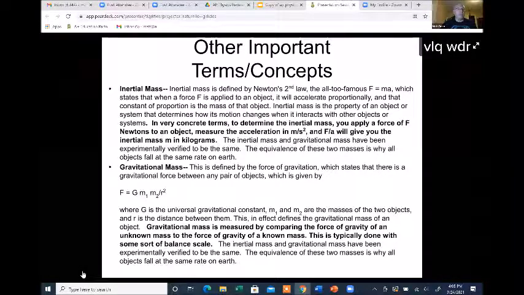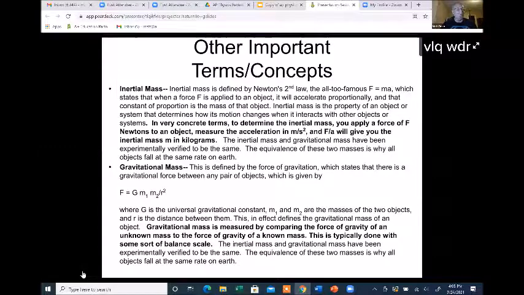Now we can also look at mass from a gravitational standpoint. And that really goes down to Newton's law of gravitation, which you see on the screen. F equals G m1 m2 over r squared. Gravitational mass is really measuring the mass by comparing the force of gravity on the object to the force of gravity on a known object. It's really how balances work. The idea, though, is that inertial mass and gravitational mass are really two ways to measure the same thing. The two measurements should be equivalent. And this is the main reason why every object falls, accelerates at the same rate on Earth.